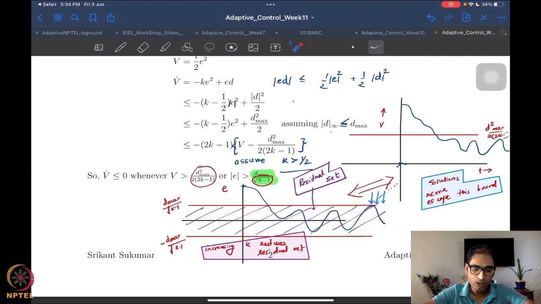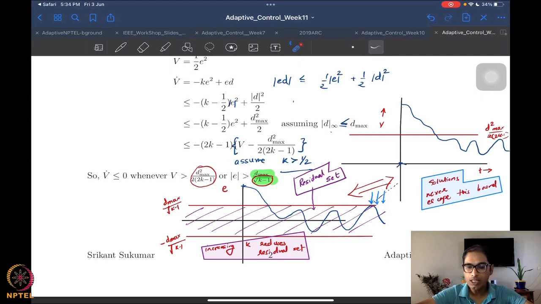So this is called a residual set. The other important thing to remember is that the size of this residual set is governed by the control gain. It's inversely proportional to the control gain in general. Not just in this problem, but in general, it is inversely proportional to the control gain. And therefore, by increasing the control gain, you can reduce the size of the residual set.